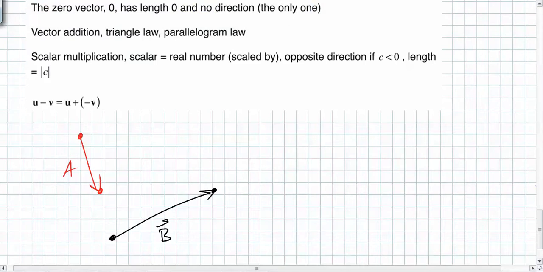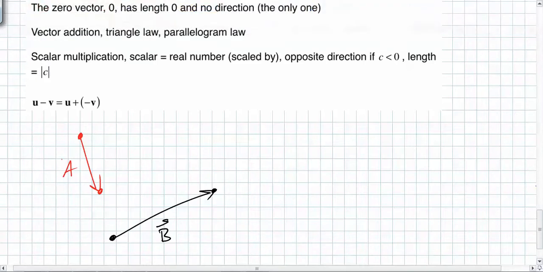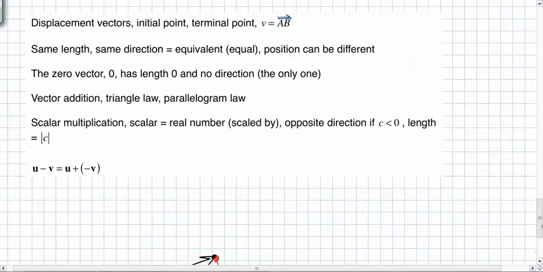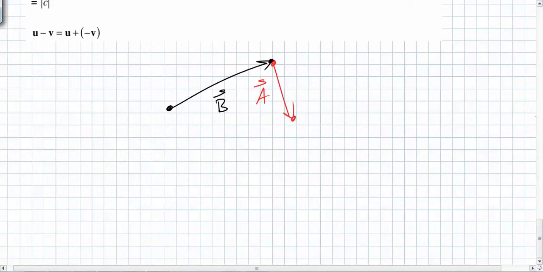If I want to add vector A to vector B, how do I do that? You take vector A, and what do you do with it? You tack it on the end here, like that, and then your new A plus B is going to be what? The initial of B all the way to the end. So this right here is A plus B.